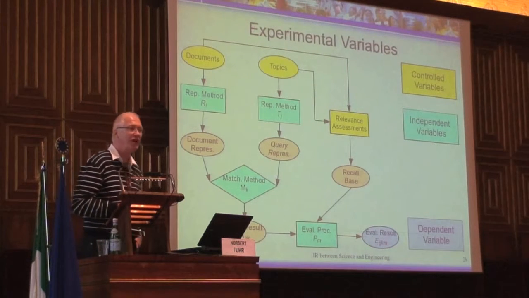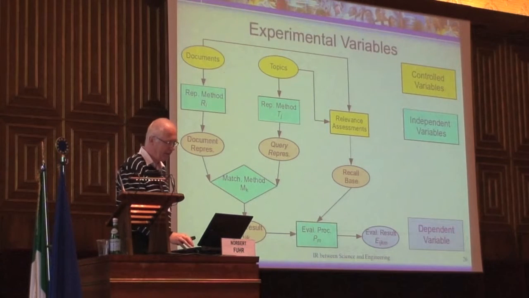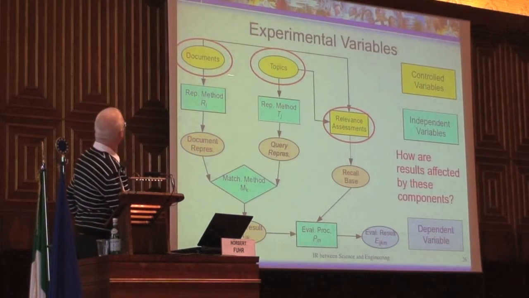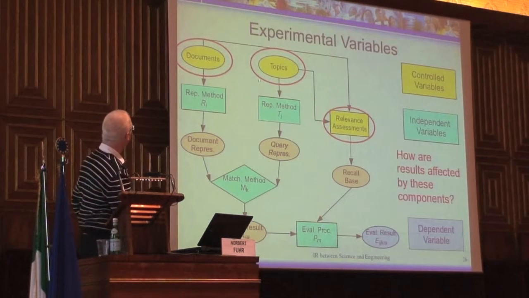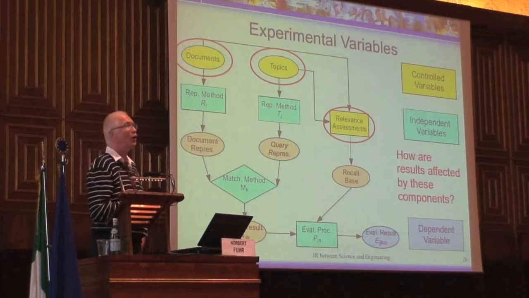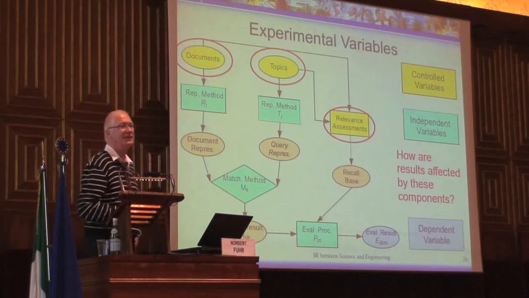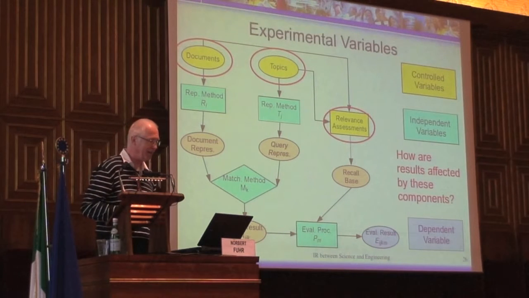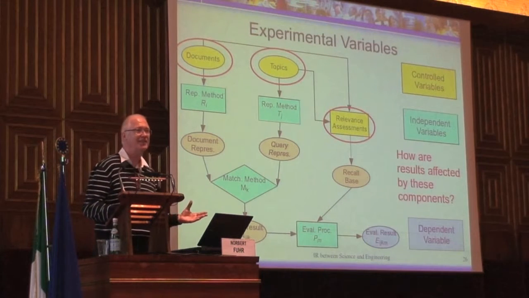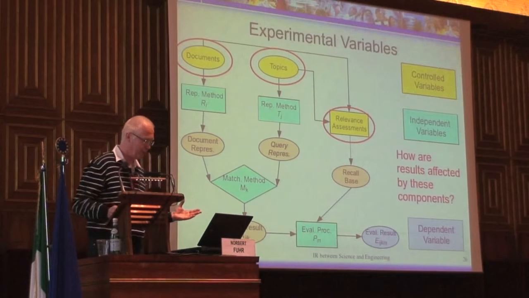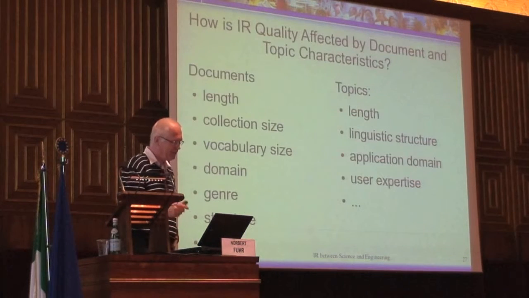But what about the controlled variables? What if someone comes up with a different document collection, or uses different types of topics, or if the concept of relevance is defined in a different way? How are results affected by these components? Well, we don't know.